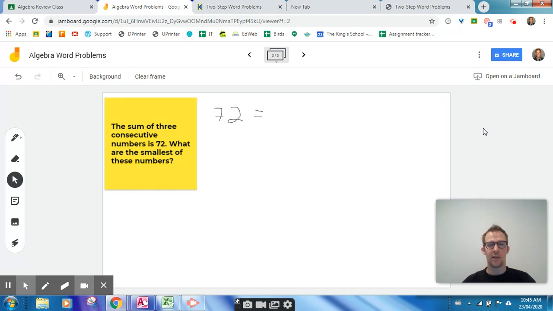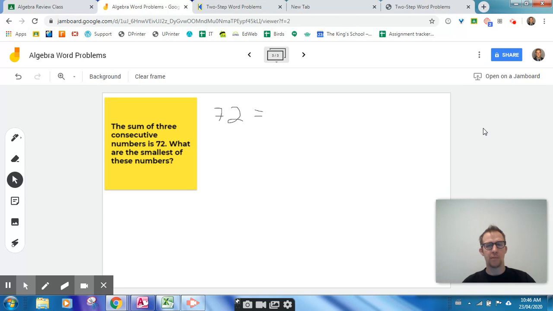Now we need to list the terms, the 3 consecutive numbers. So we know that there are going to be 3 numbers, and we know that those 3 numbers are consecutive. The word consecutive means three numbers that are in a row, one after another. So the numbers 1, 2, and 3 are consecutive. But if I were to add up 1, 2, and 3, I would get 6, and that's not 72. So the numbers I'm looking for have to be much greater than 1, 2, and 3, but when you add up those three consecutive numbers, you're going to get 72.